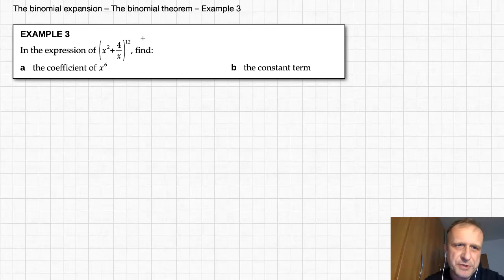The binomial expansion, the binomial theorem, example 3. In the expression of (x squared plus 4 over x) all to the power of 12, find, in part A, the coefficient of x to the power of 6, and in part B, the constant term.